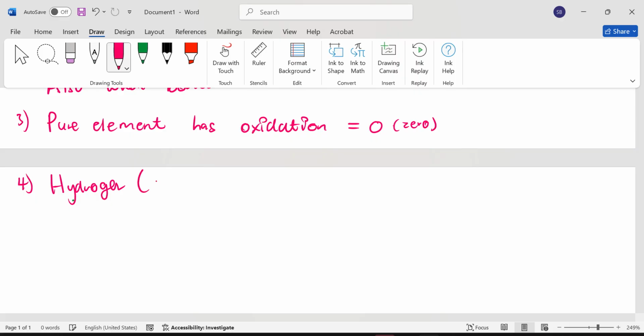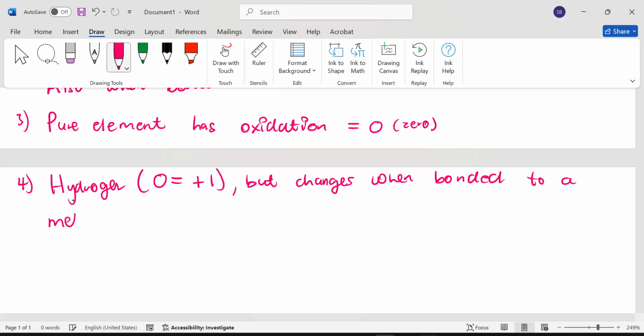Therefore the charge of oxygen is positive 1. Thus the oxidation number is also a positive 1. But it changes when bonded to a certain metal. So when you bond it to a metal, it actually changes.